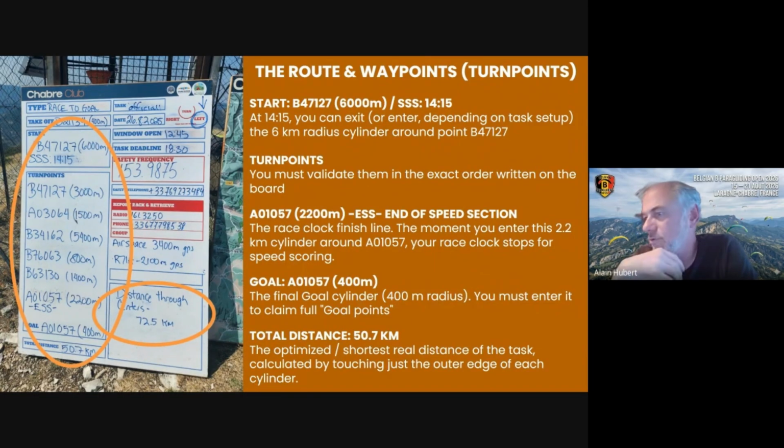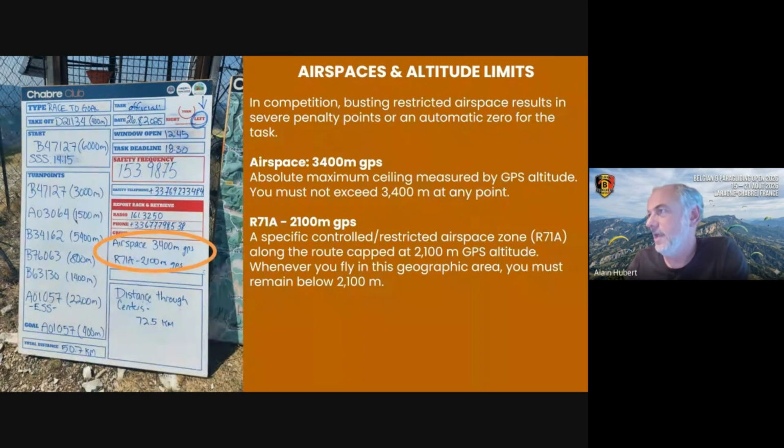And usually you have also information about the total distance of the task. Here, the optimized distance is on the left bottom, it's 50 kilometers. And if you do the distance through the centers, it's a bit more, but you will understand on the map. And finally, you have information, Carlos will insist about that, about the airspaces that you must respect during that race. You have no excuse to miss that, of course.